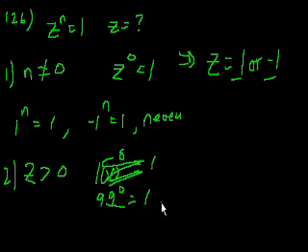So if you use both the conditions combined, it forces us to say, well, then z has to be equal to +1, because -1 is not greater than 0. So both statements combined are sufficient to answer this question. Next problem.